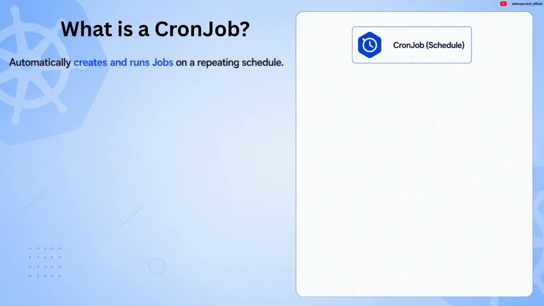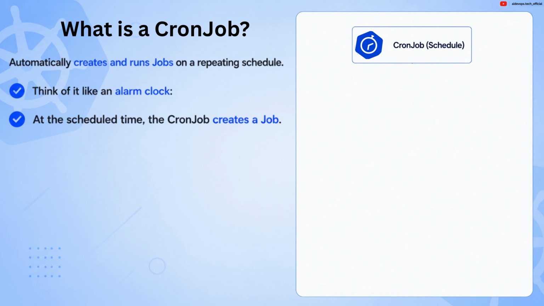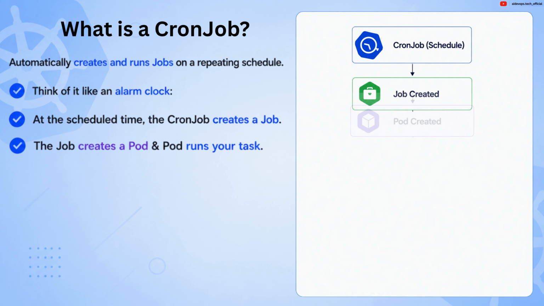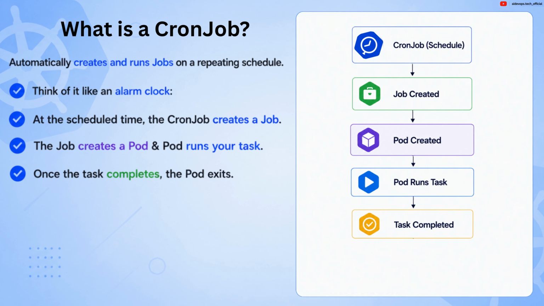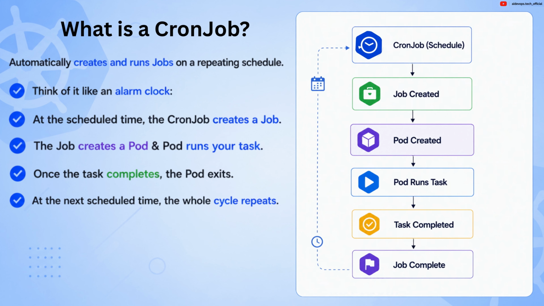A cron job in Kubernetes is a resource that automatically creates and runs a job on a repeating schedule. Think of it like an alarm clock. At the scheduled time, the cron job wakes up and creates a job. The job creates the pod and the pod runs the task. Once the task is complete, the pod exits. And at the next scheduled time, the whole cycle repeats. So instead of running the database backup manually every night, you define the cron job once and Kubernetes handles it automatically forever until you delete the cron job.